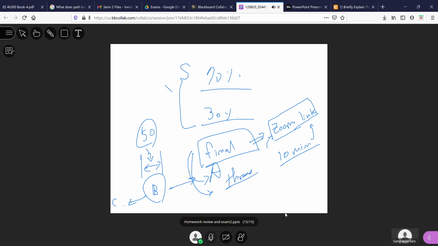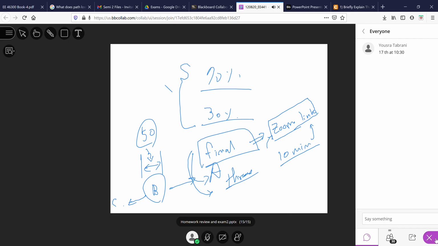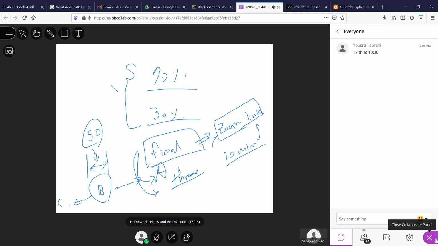Okay, then yes, we're going to follow that schedule. And the same way as before, after you finish the exam, you need to submit it by email. So you have to consider your time based on that duration.